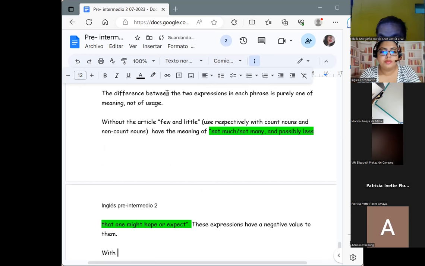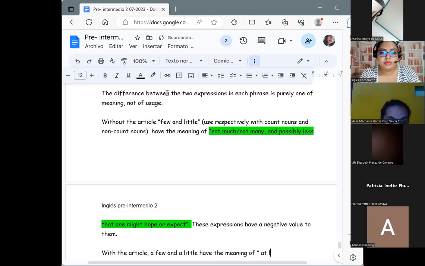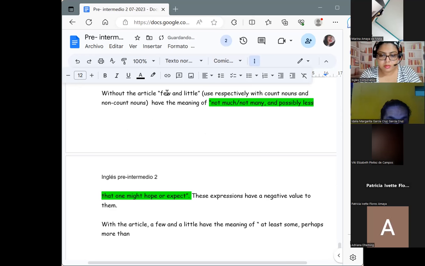Now, with the article, a few and a little have the meaning... So we have here the meaning of this one. So we are going to mark here. I'm going to do it with yellow.